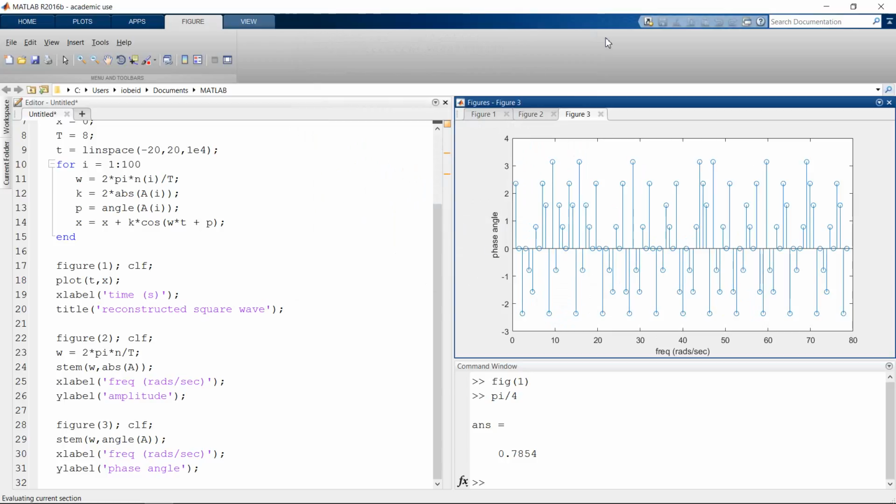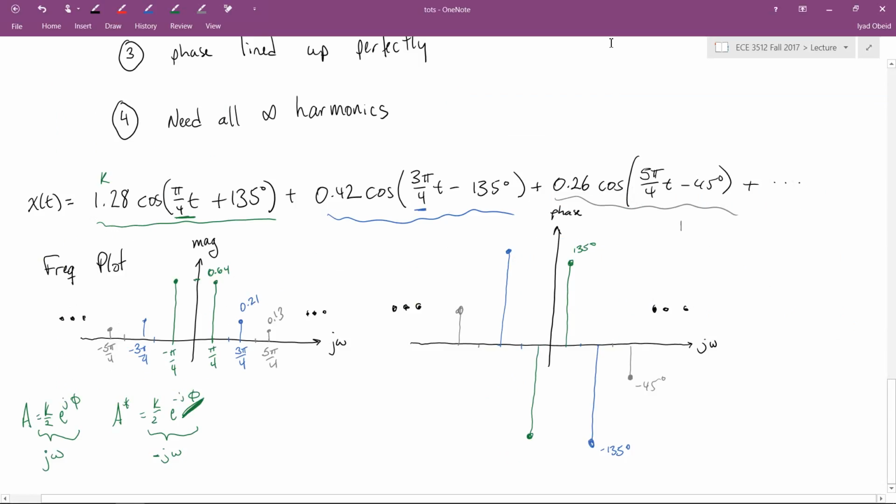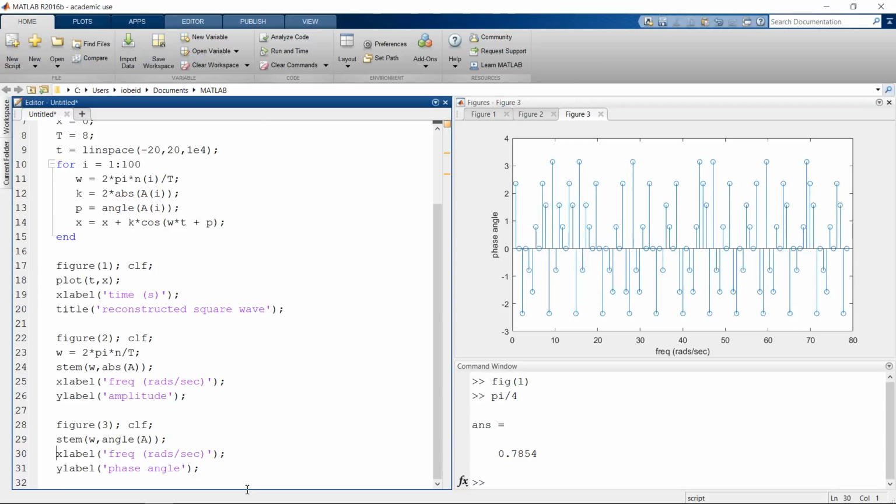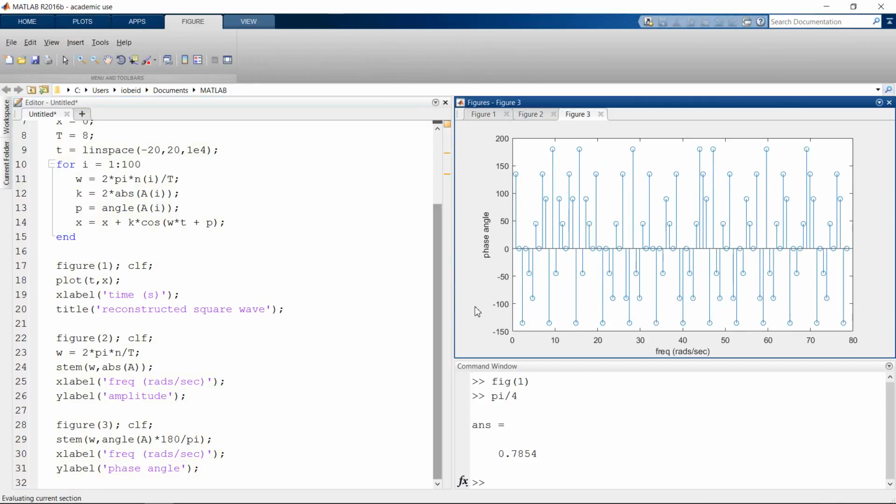Now that's not wrong, but there's a couple things I don't like about it. The first thing is that I want it in degrees. Sometimes I want it in degrees, sometimes I want it in radians, but whatever. The diagram I did back in my notes was in degrees, so I'd like this one to be in degrees as well. So I'm going to go ahead and multiply by 180 and divide by pi. Alright, and so now at least it matches. The first stick is at 135, and then negative 135, and then negative 45, so those are all where they should be.